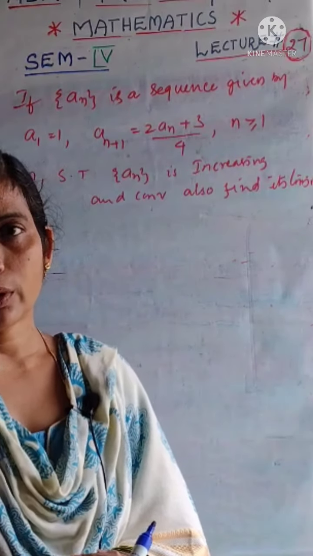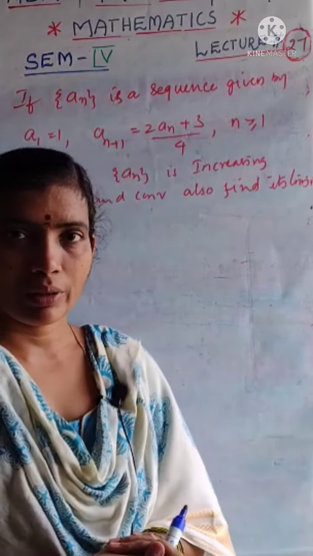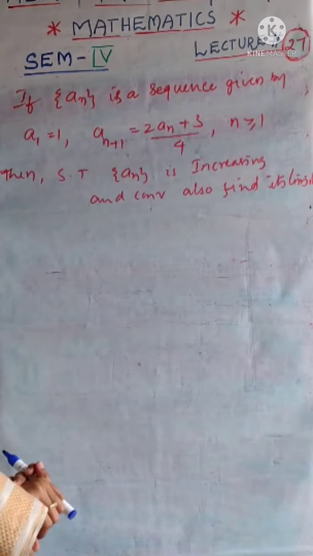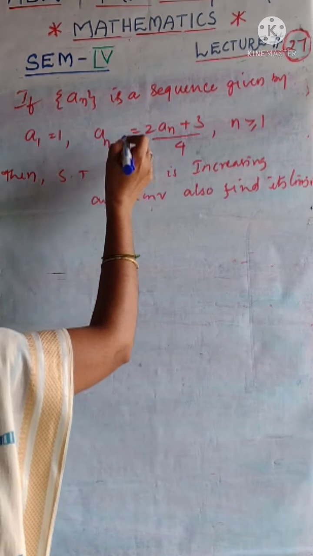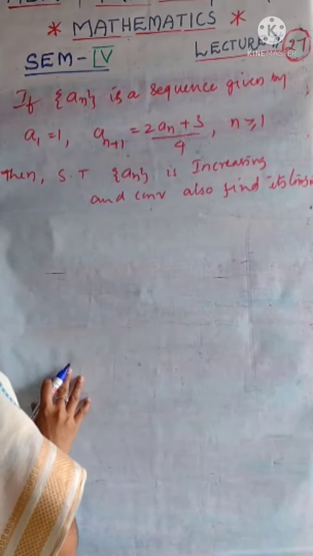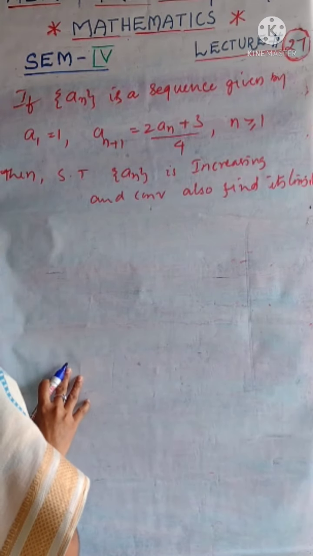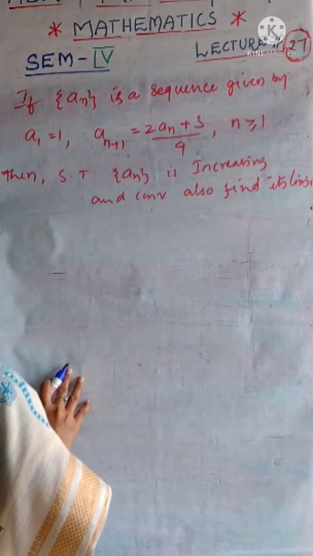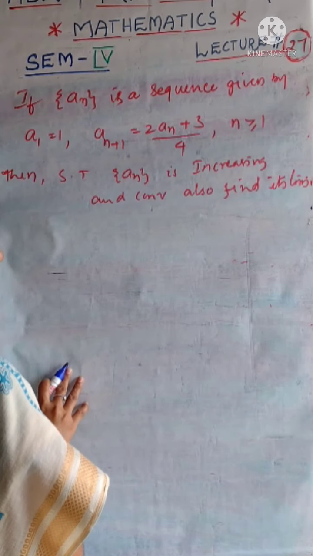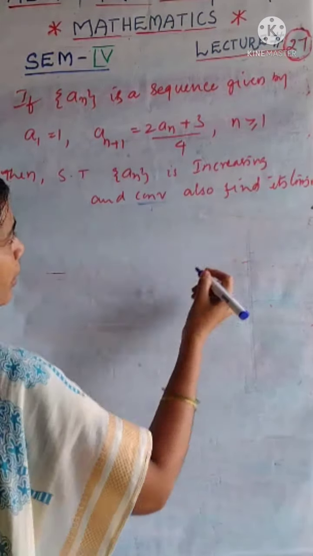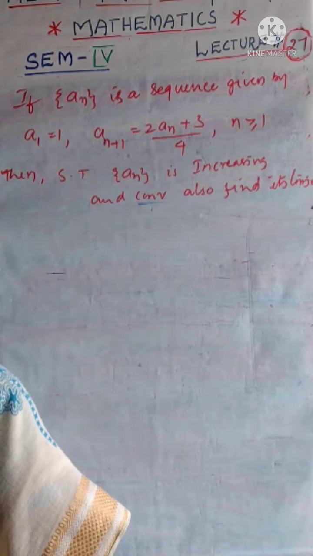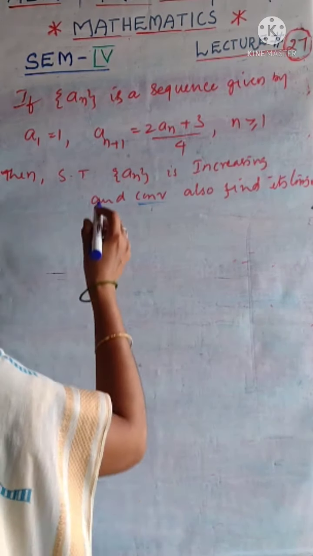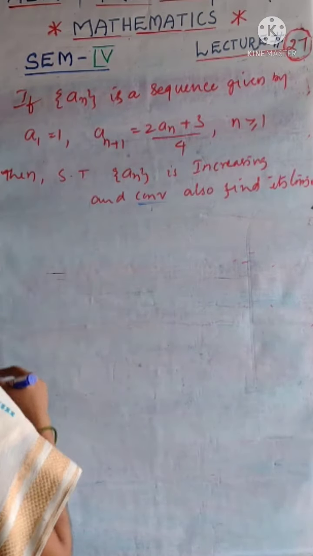Today we will discuss one more application of the monotone convergence theorem. Here the sequence is given as a1 = 1 and a_{n+1} = (2a_n + 3)/4 for every n greater than or equal to 1. Now we want to prove that this sequence is increasing and convergent, and also we want to find its limit. Such a sequence is called an iterating sequence because the terms depend on previous terms.